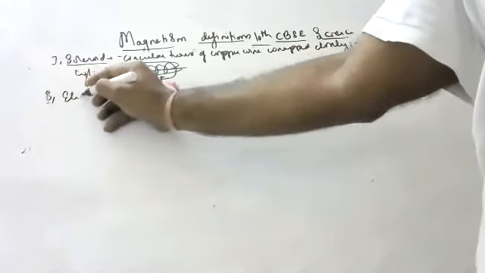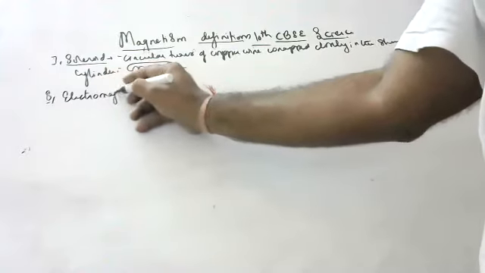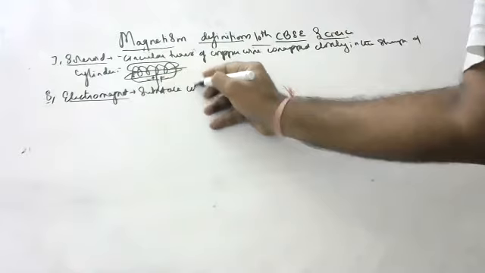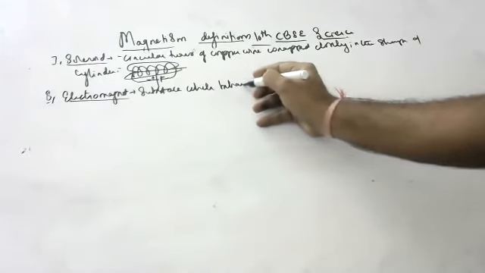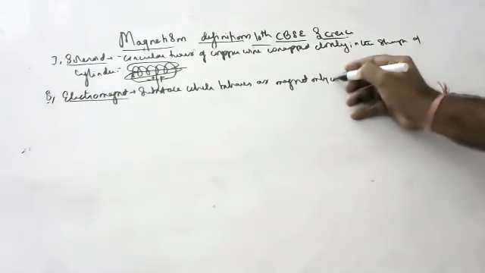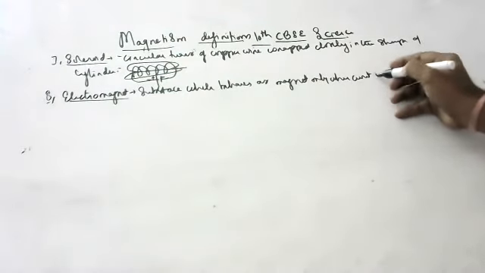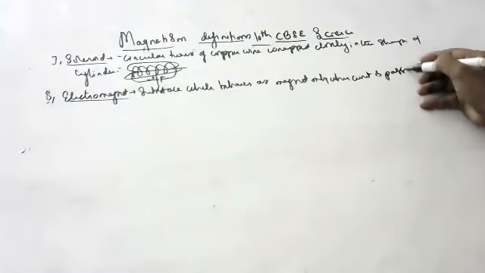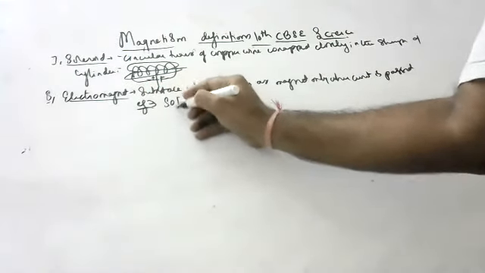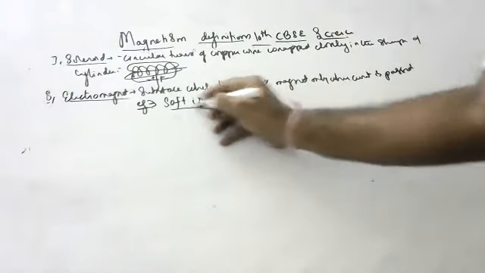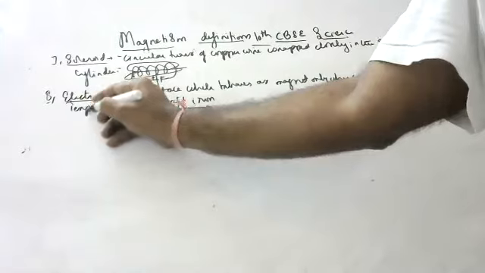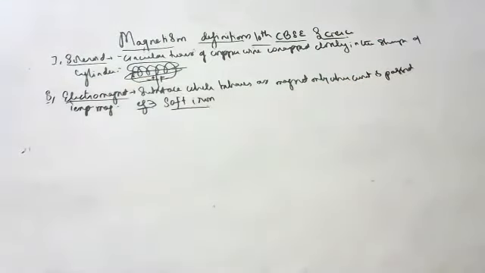Next definition, electromagnet. What is electromagnet, children? A substance which behaves as a magnet only when current is passed. Who will behave as electromagnet? Soft iron. If you want a permanent magnet, you have to take steel. If you want an electromagnet or temporary magnet, then we have to take soft iron.